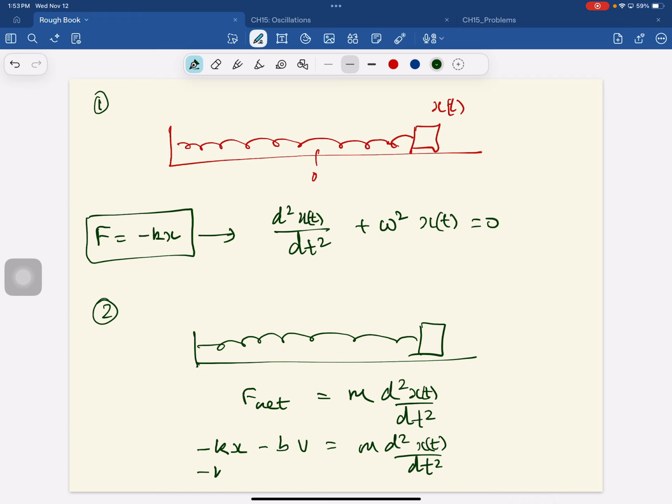All right, minus kx minus bv. What is v? dx by dt. So there is your new differential equation. It was that simple. You threw in friction.